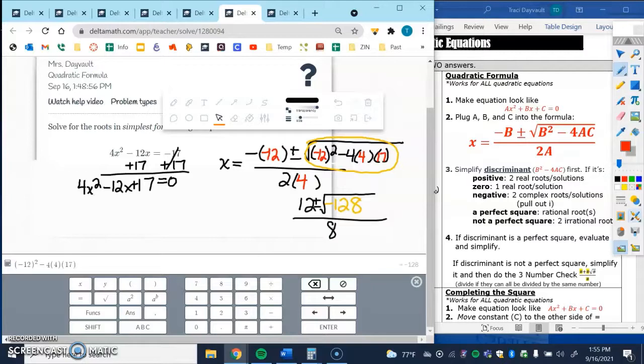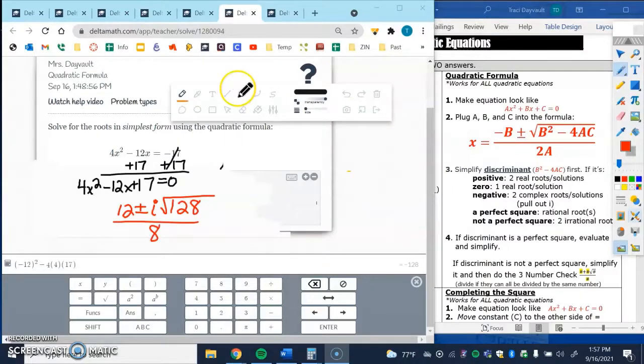And the thing that should stand out to you, this is the first one we've done where the discriminant is negative. And we know how to handle that negative. What do we do to handle that negative? We just pull out an i. So make sure anytime there's a negative under a square root, you pull out an i. So this is going to be 12 plus or minus. I'm going to pull out an i since there is a negative under a square root. Okay? We just need to figure out what the square root of 128 reduces to.